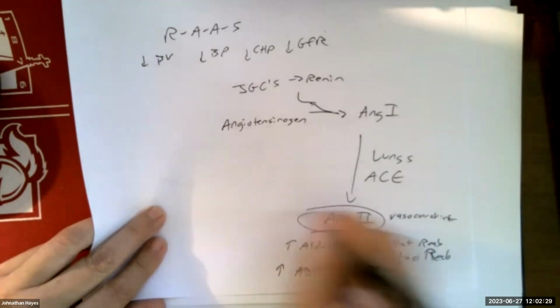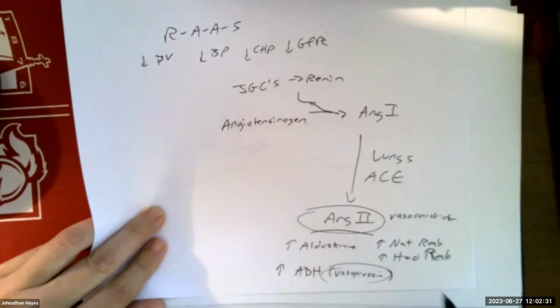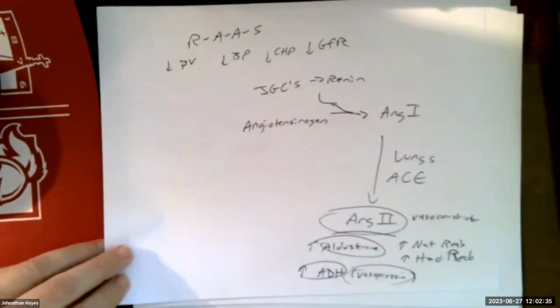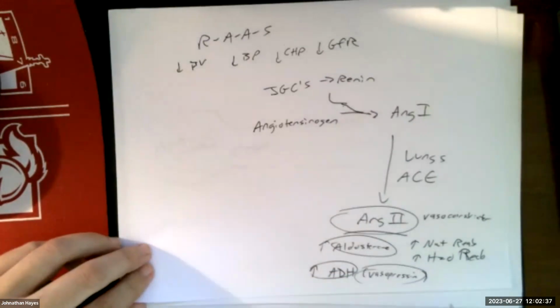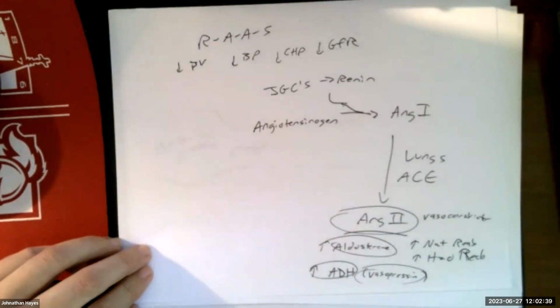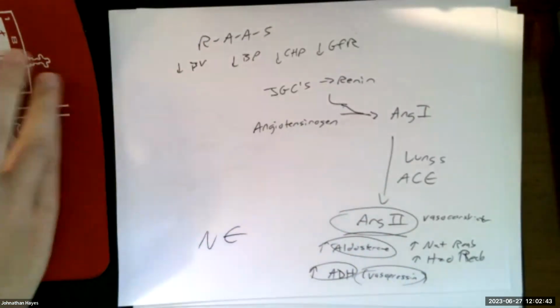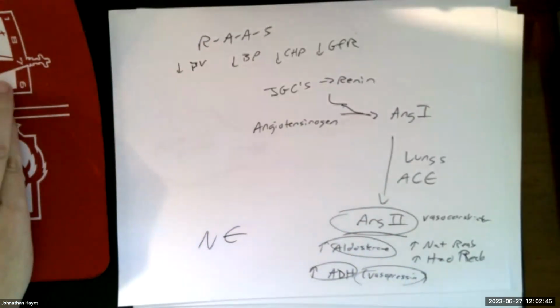So now I have two very strong vasoconstrictors, and I have two things that are holding on to water thanks to my renin-angiotensin-aldosterone pathway. So angiotensin 2 is a very strong vasoconstrictor. Vasopressin is a very strong vasoconstrictor. So add that to norepinephrine. Those are your major vasoconstrictors.